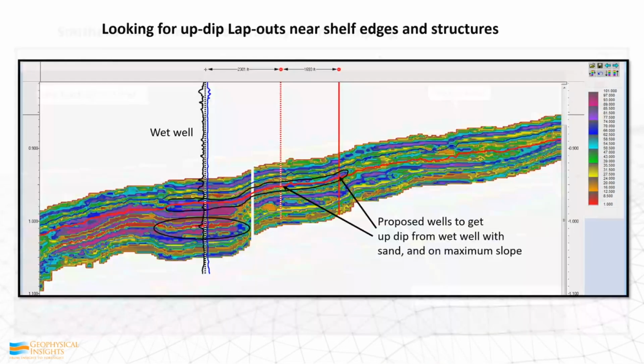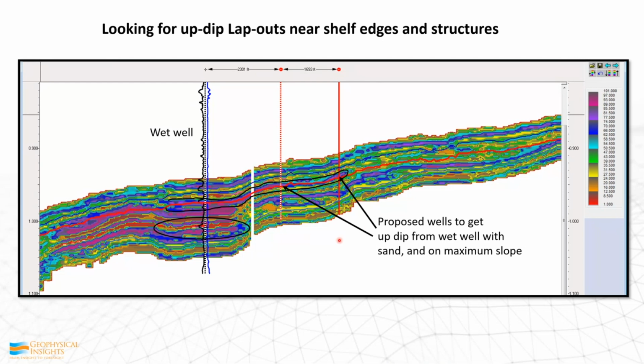And the idea is that we're looking for these lower Pennsylvanian sands as they come up on the shelf and pinch out. Now, in this case, I've got one sand down here that never made it up on the shelf and stayed wet. The sand we're chasing comes up on the shelf, pinches out against structure or up against shelf or dip, and then there's an upper sand that goes on off our 3D.